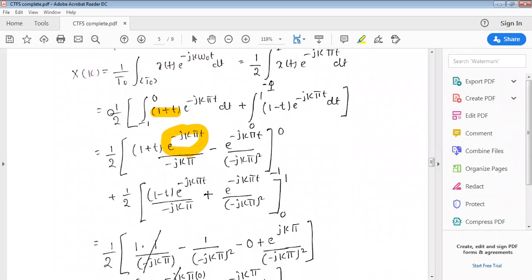Similarly, the second one, multiply by 1 by 2. Don't forget, because its bracket is for both of them. So 1 by 2, first function 1 minus t into integral of this one, minus e power minus jk pi t divided by minus jk pi, minus integral of this one, e power minus jk pi t divided by minus jk pi, into derivative of this function, which will give you -1. That's why instead of minus you have plus. Integral limits from 0 to 1. Any doubt here?